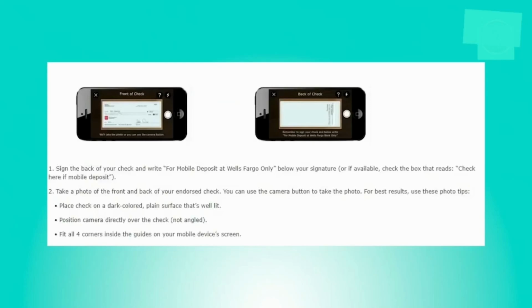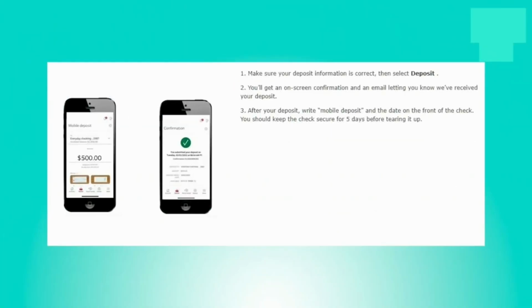For best results, you can use these photo tips. You can place the check on a dark colored plain surface that's well lit. After that, position the camera directly over the check, not angled. Fit all four corners inside the guides on your mobile device's screen, and that way you can deposit the picture of your check as well.